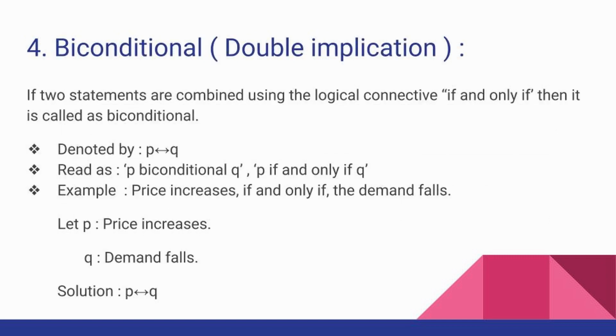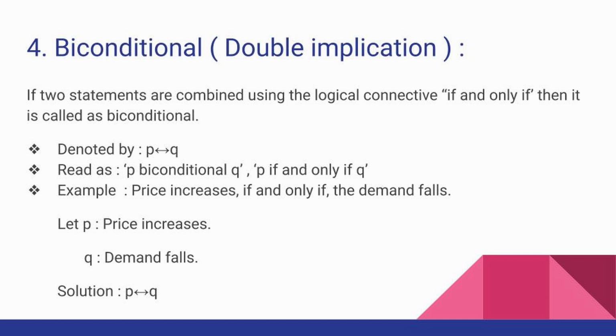The fourth logical connective is biconditional. The other name for biconditional is double implication. If two statements are combined using the logical connective "if and only if", then it is called biconditional. It's denoted by P ↔ Q, read as P biconditional Q, or P if and only if Q. Let us see some example.